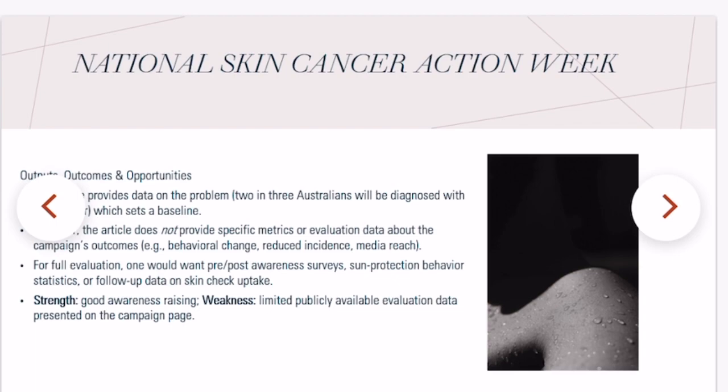So some outcomes would include like the behavioral change, reduced incidence, or the media reach. For full evaluation, we would want to see those pre-post surveys, the sun protection behavior statistics, or follow-up data on the skin check uptake. So the strength is good awareness raising, but the weakness is the limited publicity available for the evaluation data.